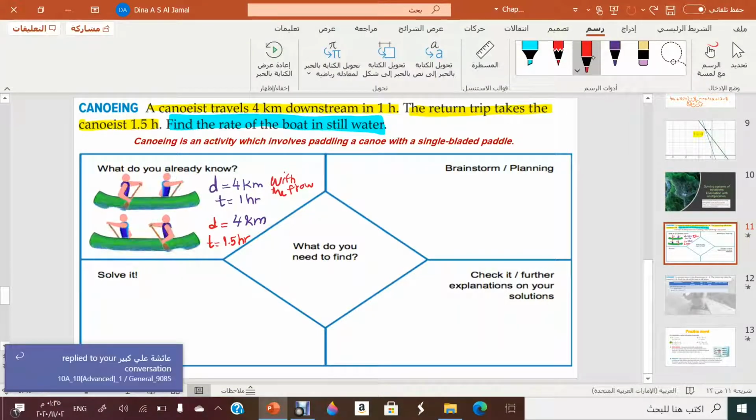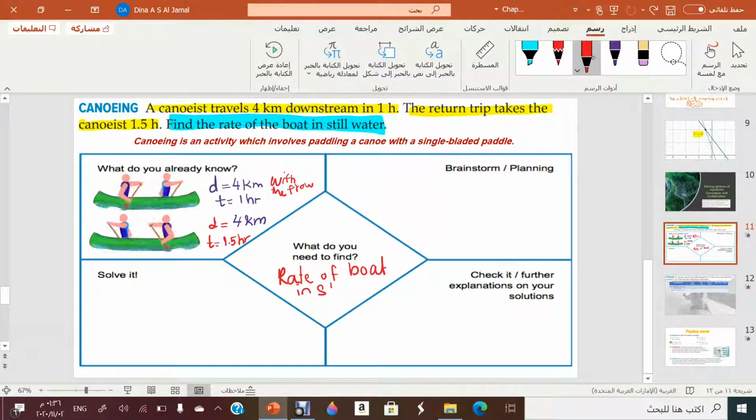So now, rate of boat in still water. This is one of the important words that you need to focus on. So first of all, let's brainstorm together. Here we have the rate of going and the rate of return.